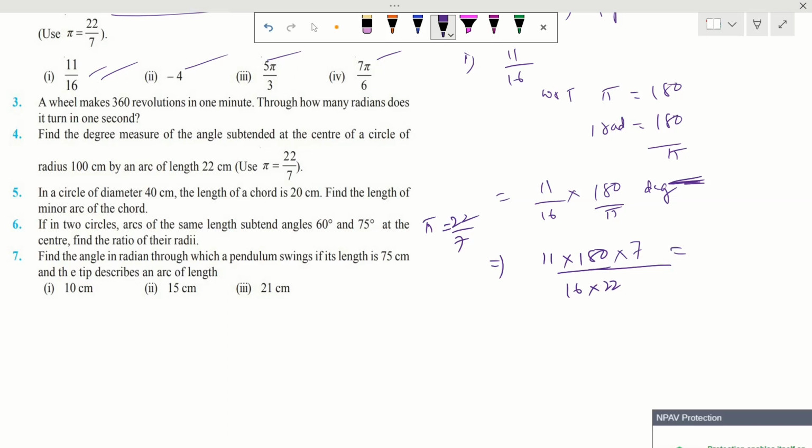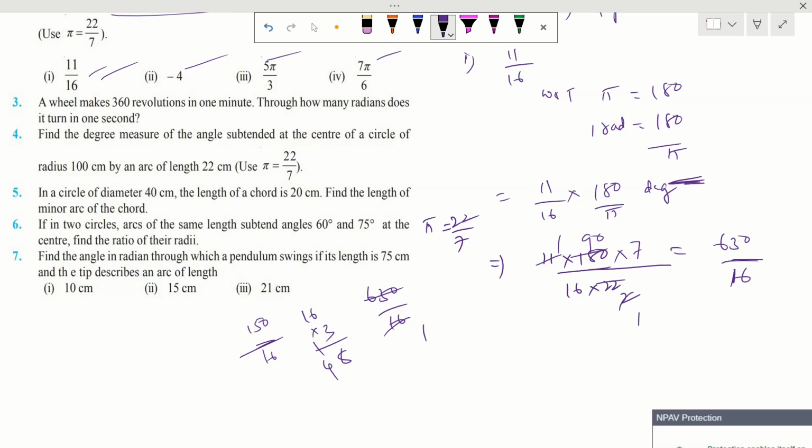Now we simplify this. 11 ones are 11, 11 twos are 22, and 2 ones are 2. 90 into 7 is 630, divided by 16. So we divide 630 by 16. 16 ones are 16, 16 fours are 64, which is more than 63, so 16 threes are 48. 63 minus 48 leaves 15. So 15 means 150 here.